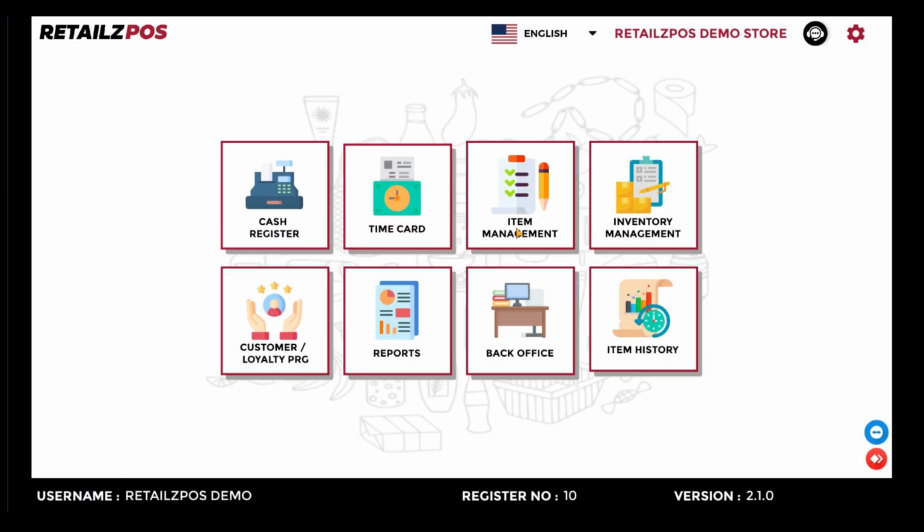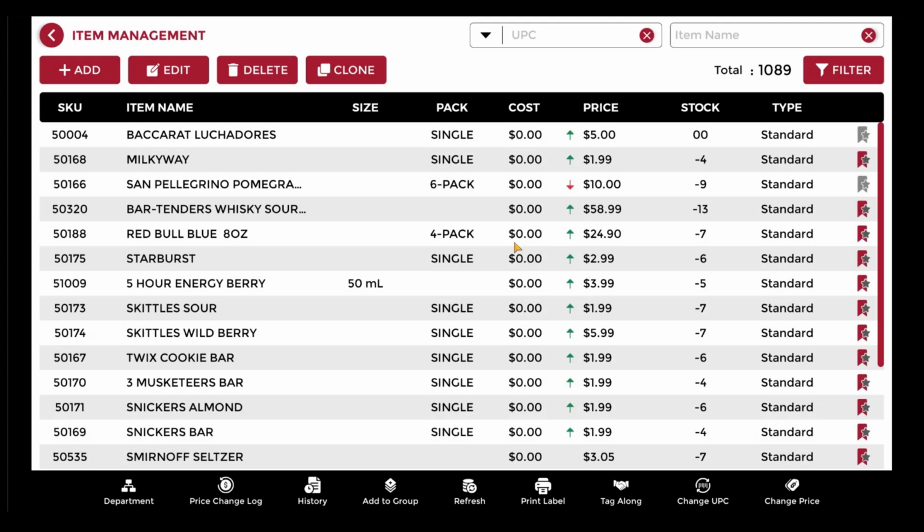Item management is where you will be able to make adjustments to your item database. From here, you can add or edit items as well as access other features like price change log, item history, label printing, tag along, change product code, and change price.